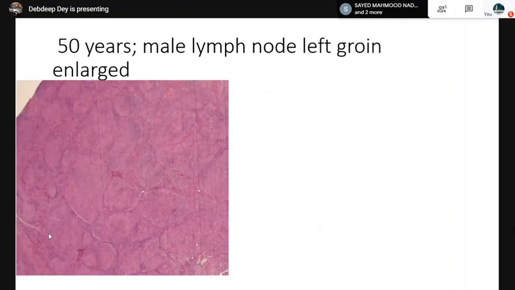The next case is of a 50-year-old male, with an enlarged left groin lymph node. At this power, the architecture is totally effaced by big follicles, which are closely packed. There is an attenuated mantle zone, or no mantle zone. We do not see tingible body macrophages. We do not see the paracortical area. So this is a case in which there is complete architectural effacement.